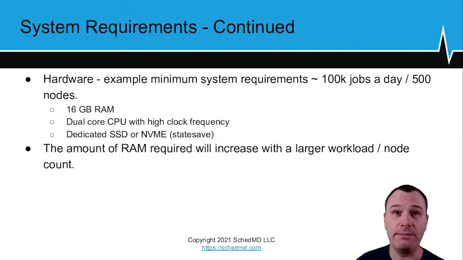Continuing on, as mentioned previously, Slurm prefers high core frequency over core count. The memory depends on the number of jobs your site pushes through in a given day or week, and also depends on if you plan to run the Slurmdbd on the same system. We generally recommend a system with at least 16 gigabytes of RAM, a dual-core CPU with high clock frequency, and dedicated SSD and NVMe. This assumes that you are doing about 100,000 jobs a day and about 700,000 jobs a week. Note that the amount of RAM required will increase with larger workloads and node counts.